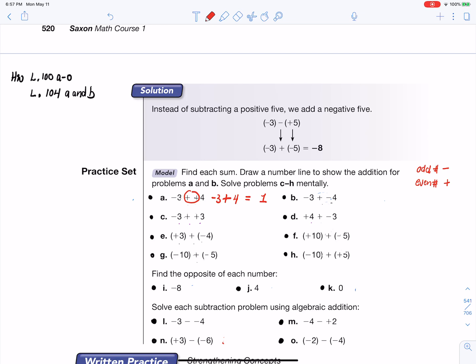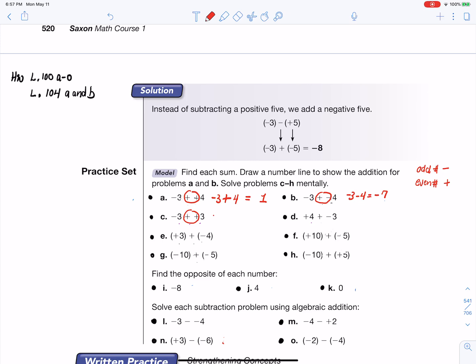On B, I have a positive and a negative, so that's one negative. That means I have -3 minus 4. Both are going in the same direction, so I add that up and I keep that sign, which is the direction. Next one, two positives.